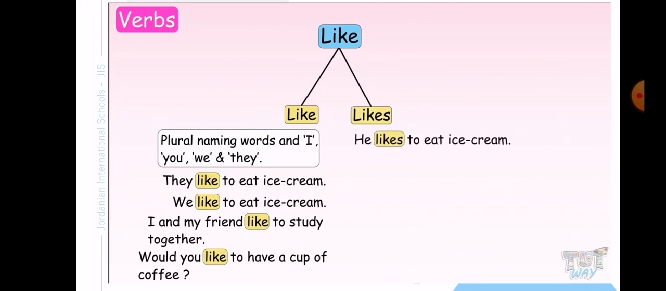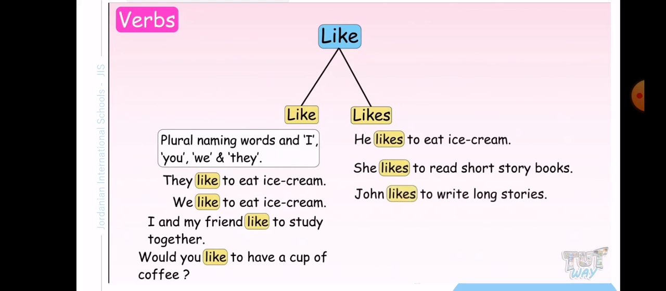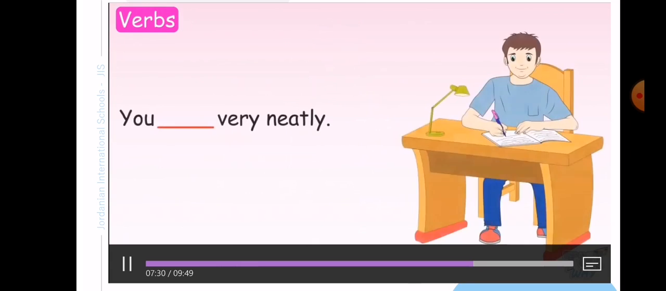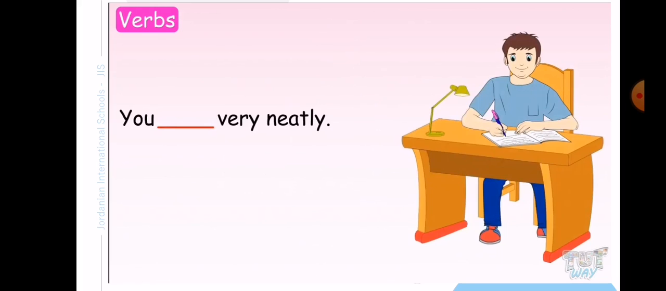Let's see the usage of likes. He likes to eat ice cream. She likes to read short storybooks. John likes to write long stories. So we use likes with singular naming words and with he, she, and it. Did you get it right? If you did, excellent job. Excellent girl and boy. All of you are excellent. Let's have some examples here.